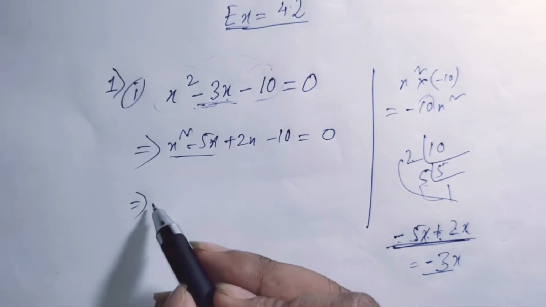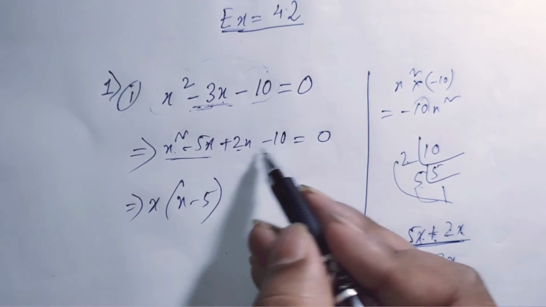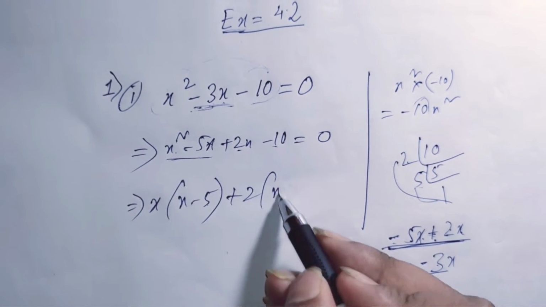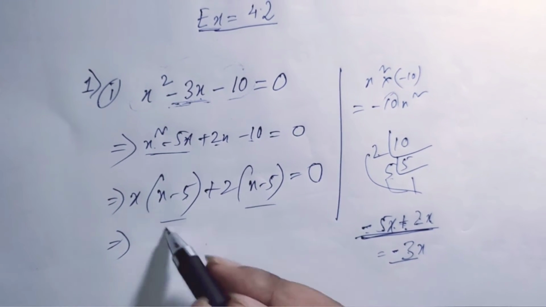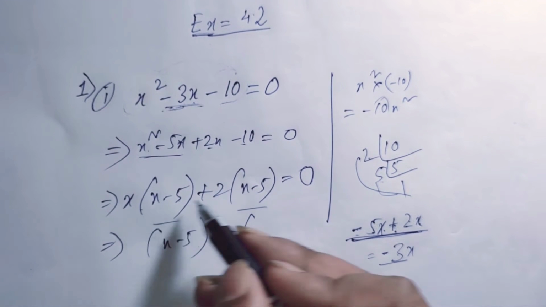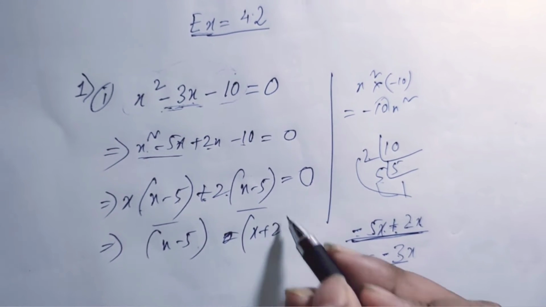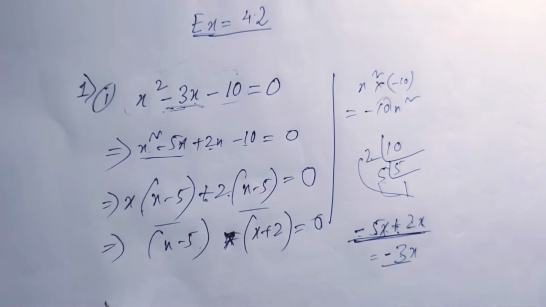From the first two terms we will take common x, then x minus 5. From the last two terms we can take common plus 2, then again x minus 5 equals 0. So now we can take common x minus 5, and here remains x plus 2. So x minus 5 multiplied by x plus 2 equals 0.